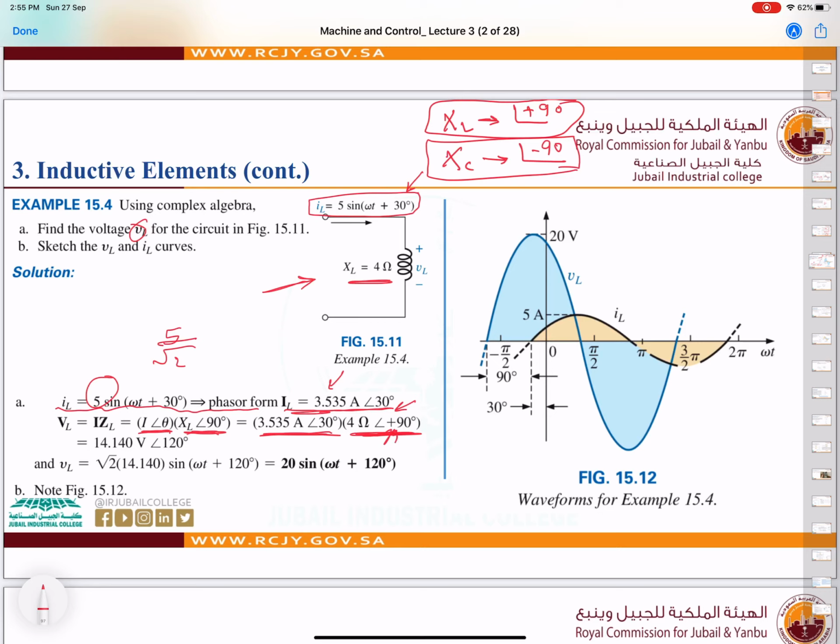So the voltage of the inductor is 14.14 with angle 120, because we are multiplying here, shabab. If we multiply two angles, we just add them. Multiply means adding. Now, if we need to find the voltage expression, we multiply by root 2, and this is how we find the voltage expression.